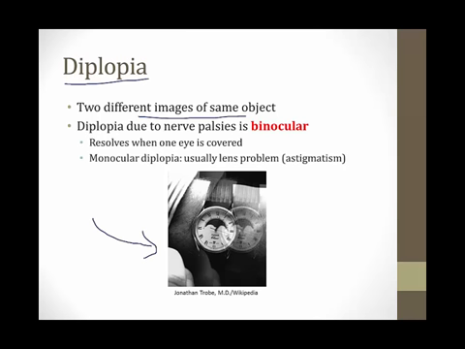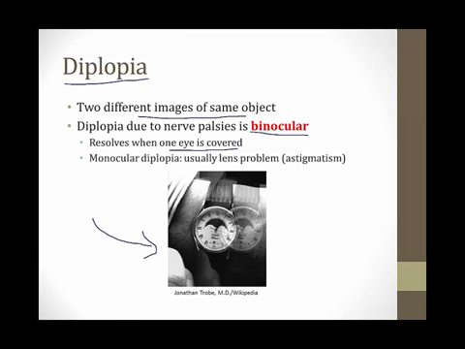And you should know that the diplopia that occurs in nerve palsies of the eye is always binocular. What this means is that the diplopia is only present when both eyes are open. It resolves when one eye is covered. So when a patient presents to clinic with diplopia, one of the first things you do is ask them to cover one eye and see if the diplopia goes away.